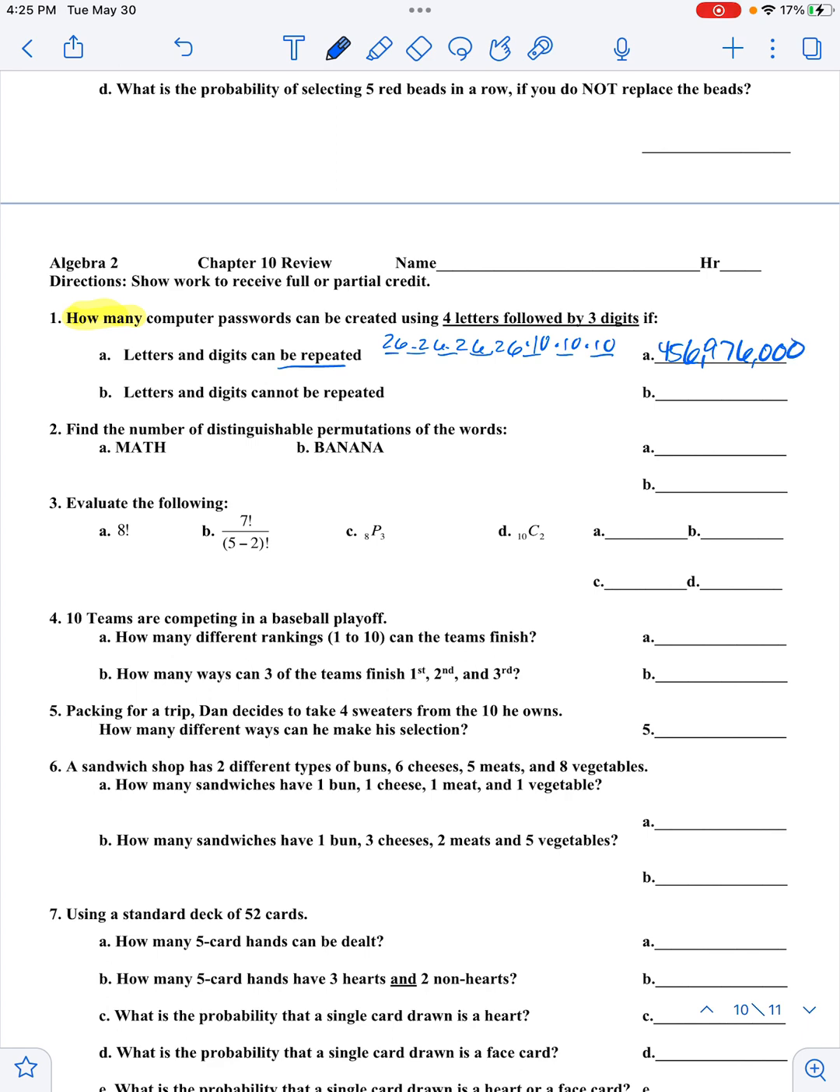And then the way that changes here when you can't repeat is you go from having 26 options down to 25, 24, 23. For digits, you have 10 choices, then 9, and then 8. And so it's straight up fundamental counting principle. You're just filling in, like I keep saying, it's kind of like math hangman. You're filling in those spots.